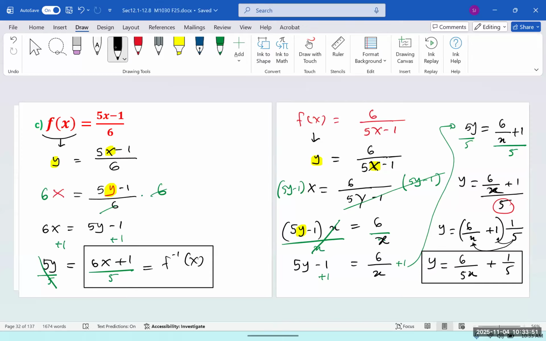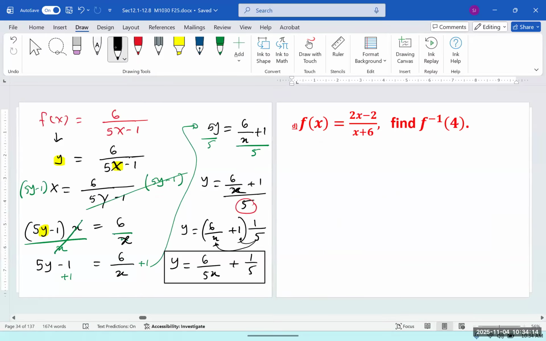Multiplying by the reciprocal. It's weird. We actually don't know how to divide by a fraction. So instead of dividing by a fraction, you always multiply by its reciprocal. Any questions so far?